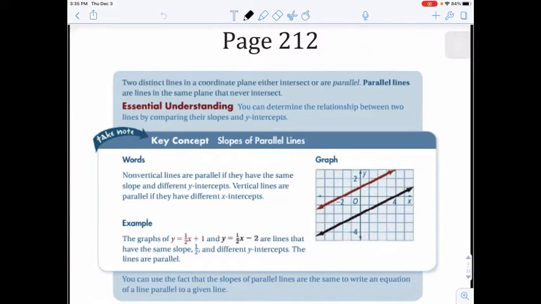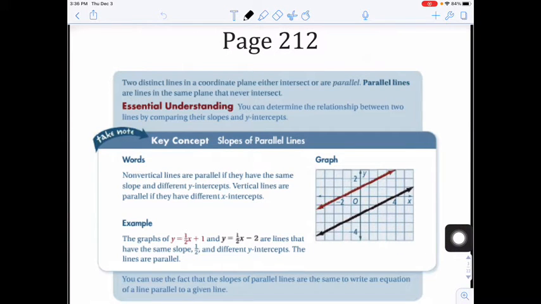For example, the graphs of y = 1/2 x + 1 and y = 1/2 x - 2 are lines that have the same slope, 1/2, and different y-intercepts. The lines are parallel. These are the lines in the image to the right. Both go up 1, right 2, up 1, right 2. The red line crosses at 1, and the black line crosses at -2. These lines can continue on forever, and they will never cross. That is what makes them parallel.